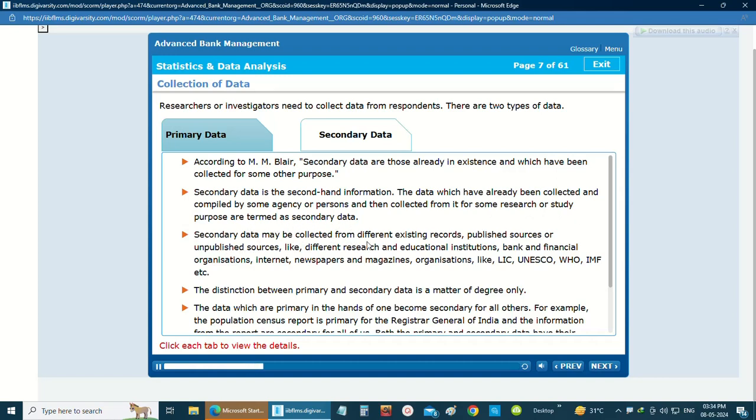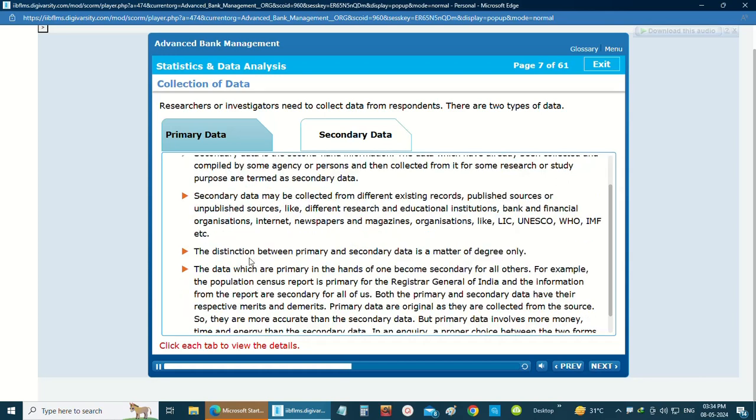Secondary data may be collected from different existing records, published sources or unpublished sources, like different research and educational institutions, bank and financial organizations, internet, newspapers and magazines, organizations like LIC, UNESCO, WHO, IMF, etc.